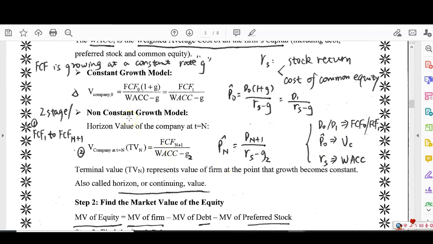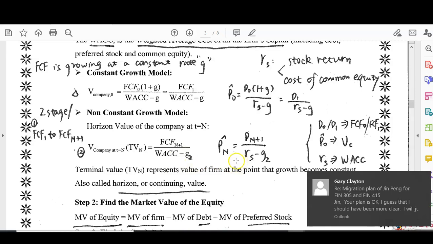For the non-constant growth version of this corporate valuation model, we need to discount free cash flows in the first stage one by one. And for the second stage, we need to solve for the horizon value, which is VN, the company value at time N. We can also use TVN, terminal value at time N, equals free cash flow N plus 1 over (WACC minus G2).